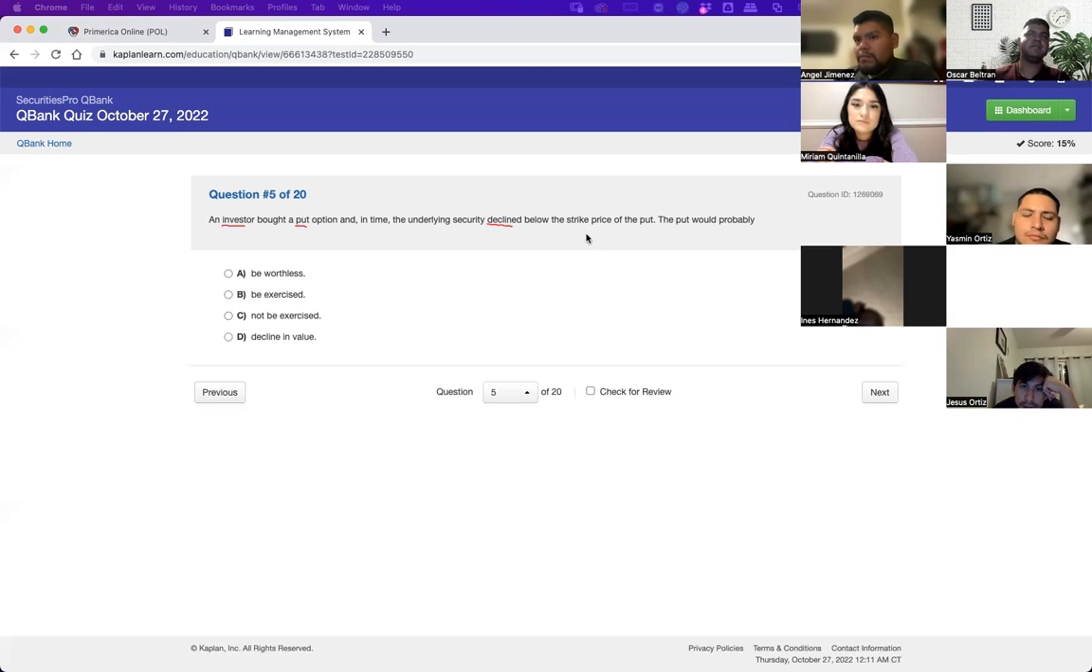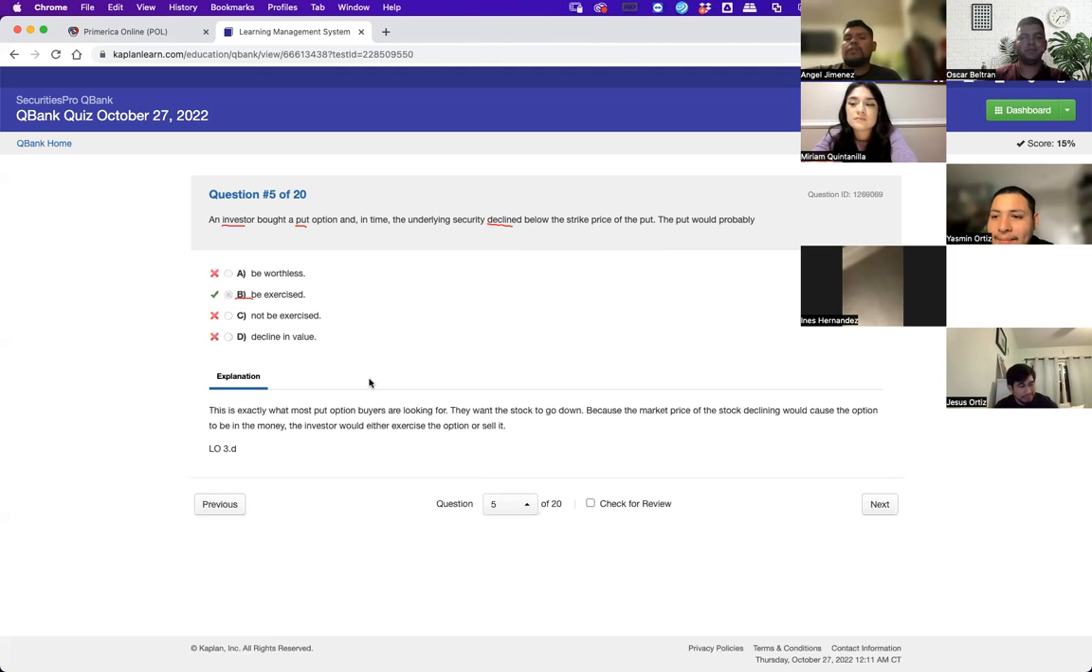It declined below the strike price of the put. The put would probably be exercised. Yep, B. So exercise, that means active, it's going to be called. Someone's going to call the contract. Does that answer your question? Yes. Because it's in the money for us here. If it's below that price, someone's going to call it.